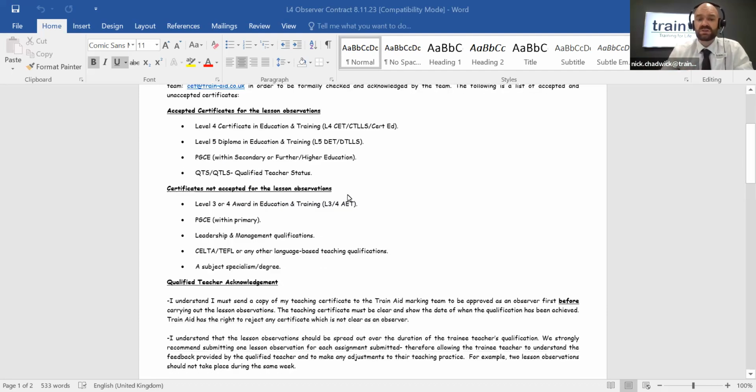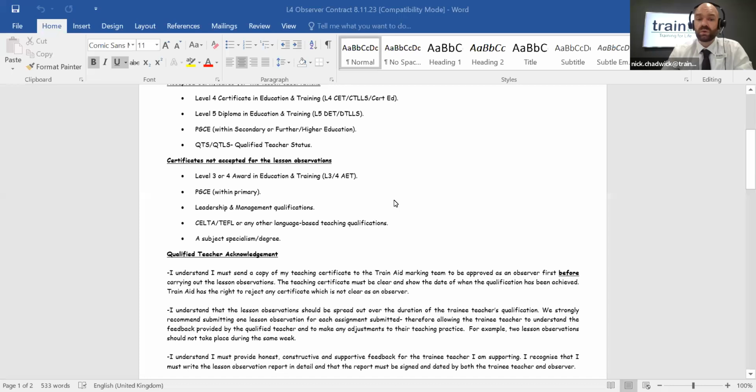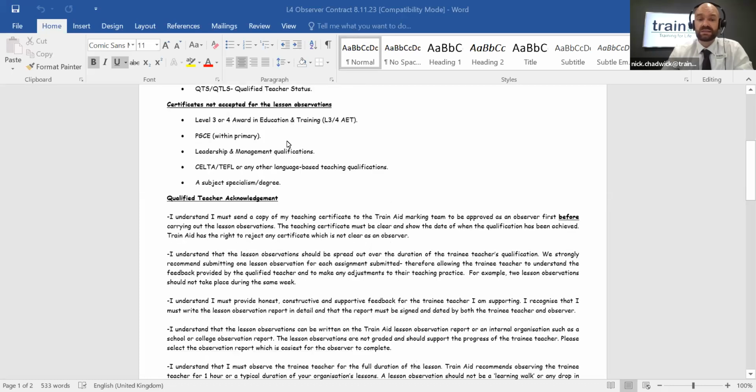Now, the certificates which are not accepted, so if you are a mentor and if you have any of these certificates, unfortunately, you'll not be able to carry out the 3 lesson observations. Of course, you can still be a mentor to support the learner. That is no problem at all, but you will not be able to carry out those lesson observations. So if you have a Level 3 or 4 award in education and training, so Level 3 or Level 4 AET, you will not be able to carry out the lesson observations.